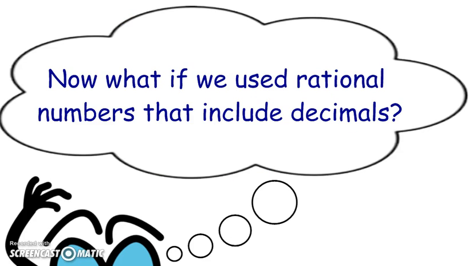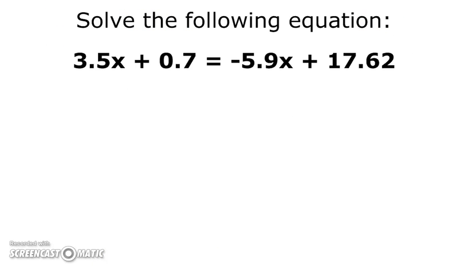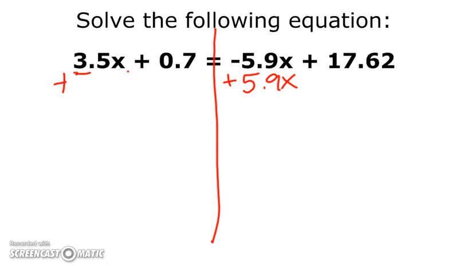Now, what if we use rational numbers that included decimals? So here is our first problem. It's going to be slide 6 on the first side of your paper. And you're going to work it exactly like if you had whole numbers. You know your main goal is to isolate your variable, make it positive. So which variable am I going to want to move? I have a 3.5x here and a negative 5.9x there. I want to move this one because it will be positive.